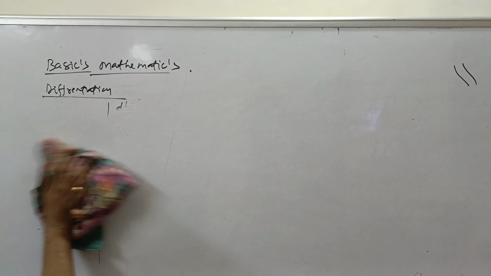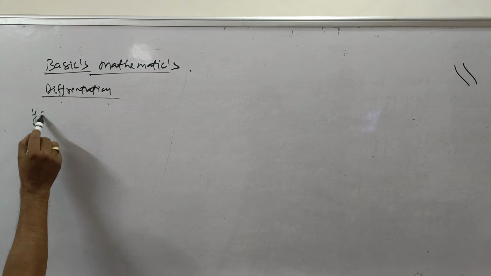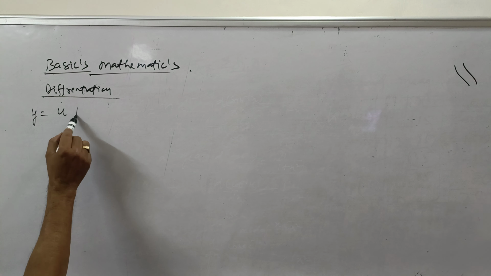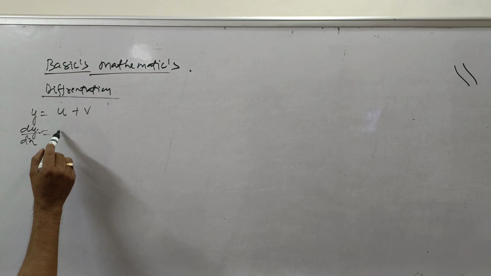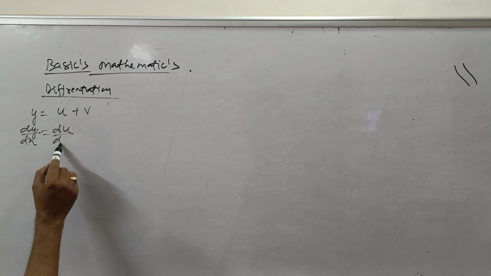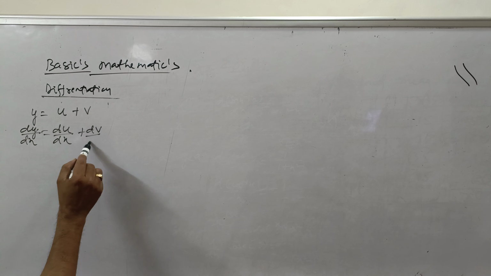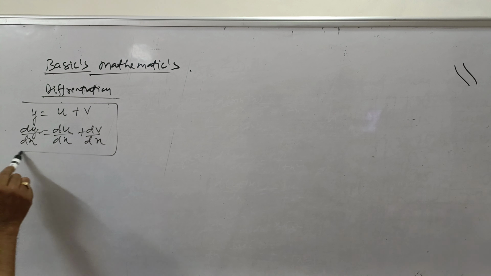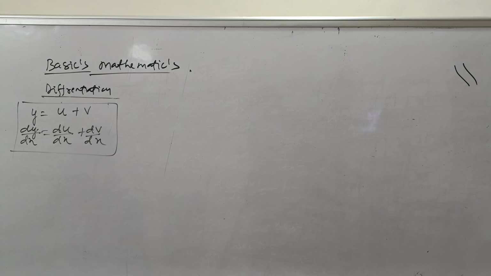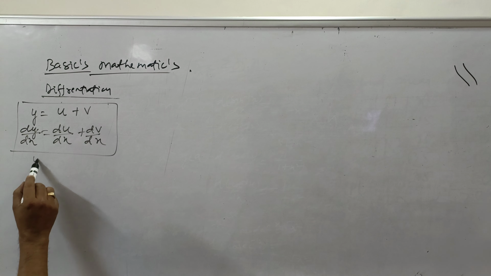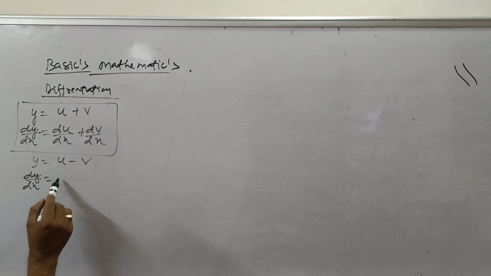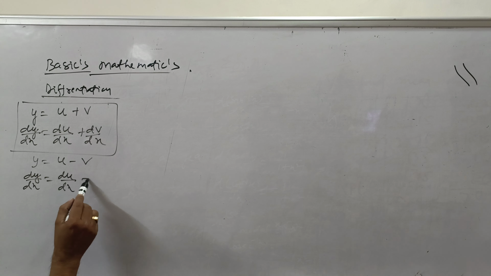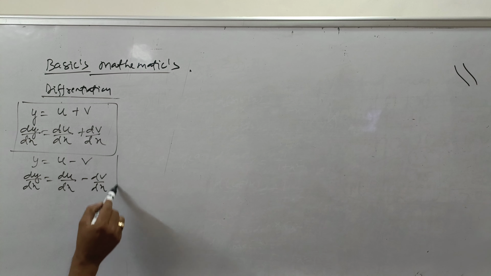We'll go for, suppose we have terms like y is equal to u plus v. Suppose we have to differentiate it. It is coming out to be du by dx plus dv by dx. When there are terms which are added, they are to be differentiated like that. When we have y is equal to u minus v, then the derivative dy by dx will be du by dx minus dv by dx.